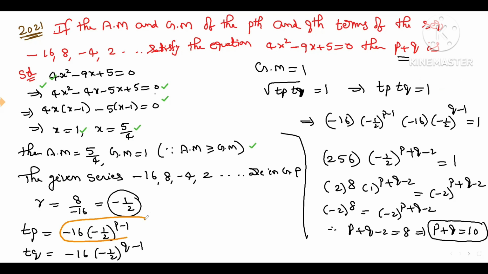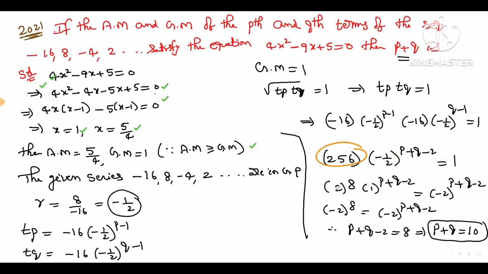What is the Pth term here? Minus 16 into minus 1 by 2 power P minus 1 is written here. Next, the Qth term is written. Our main target is P plus Q. So minus 16 into minus 16 is 256. Here minus 1 by 2 power P minus 1, minus 1 by 2 power Q minus 1, bases are equal, powers are added. Minus 1 by 2 power P plus Q minus 2 is equal to 1.